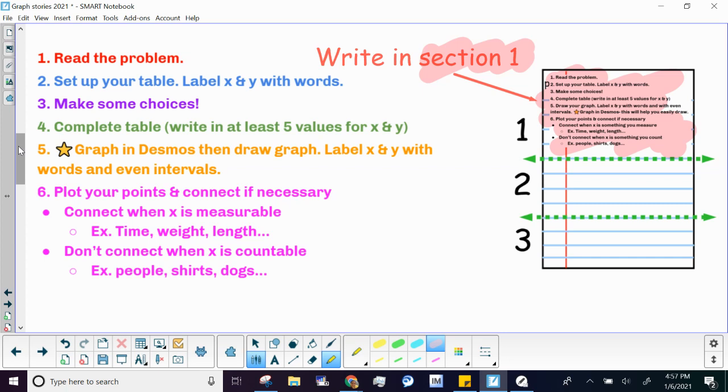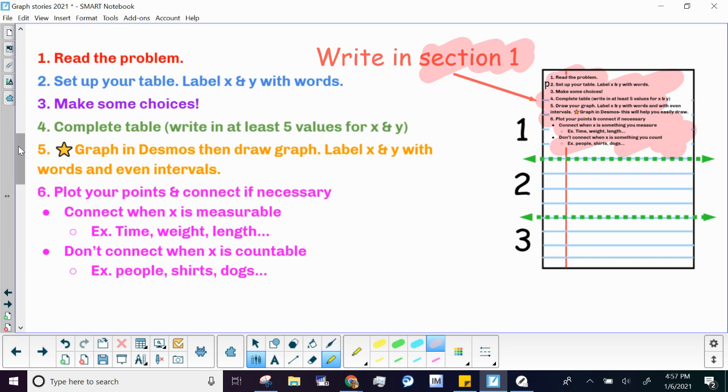Step 5, we're going to graph it in Desmos and then draw the graph on our paper. It's really important that you graph in Desmos first because that'll help us with our labeling of our even intervals. On the little bridge one, we counted by 5s on our X and Y axis. On the big bridge one, we decided to count by 5s on the x-axis, but 50s on the y-axis. Desmos told us that, so we didn't have to think. So always draw it in Desmos first. And then the final step is to plot your points and connect if it's necessary.